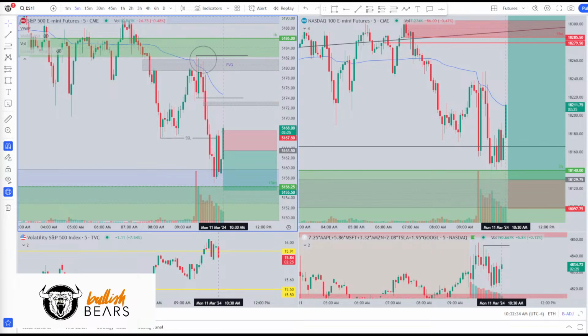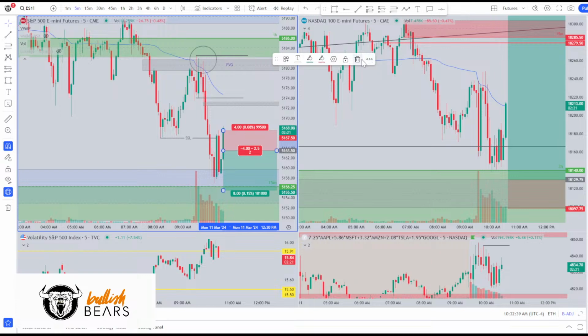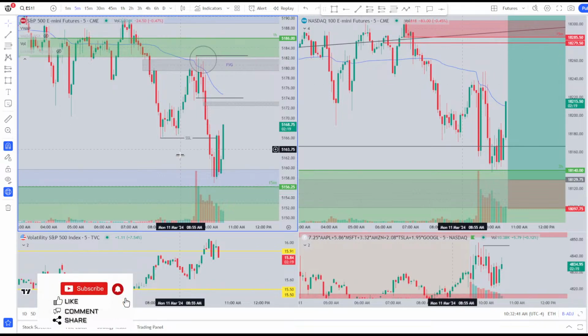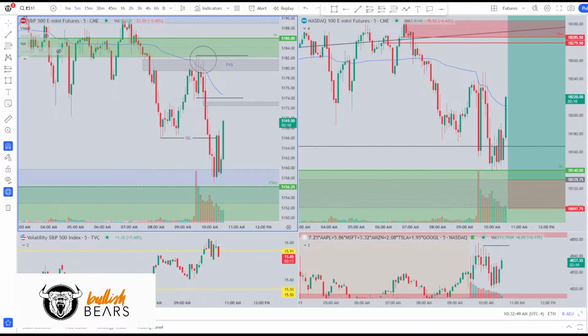Look at these bulls stepping right in. Strong move. Look at NASDAQ running, guys. I find I'm more successful taking 8-point trades on NQ versus letting them run.